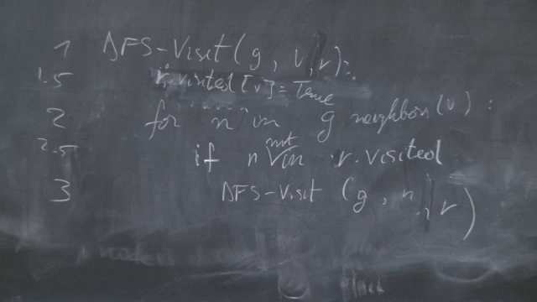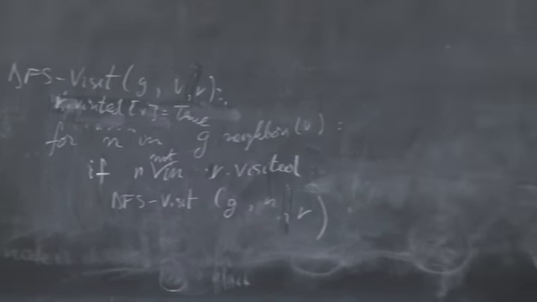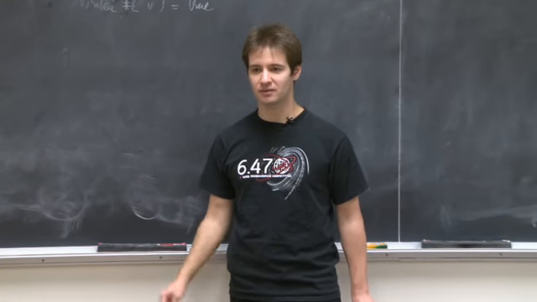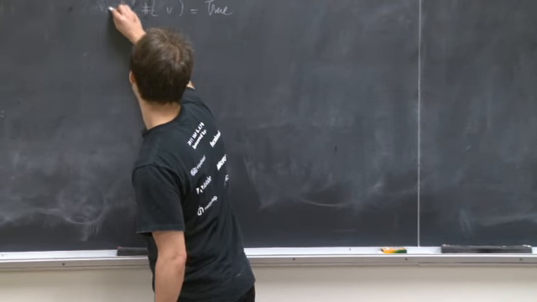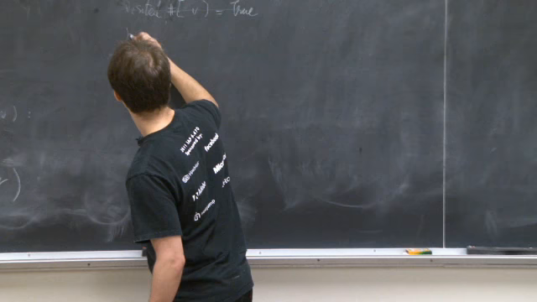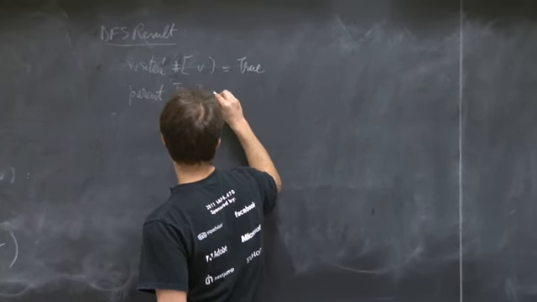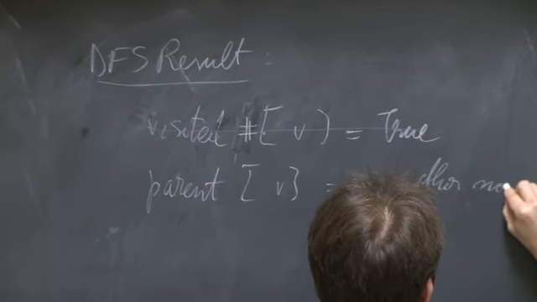Does it make sense to everyone? Okay, we're going to change things a little bit. Instead of using visited, we're going to keep track for every node of its parent, so the node that we visited from. So we're not going to use visited anymore. Instead, we're going to use parent of V, which is going to be some other node.